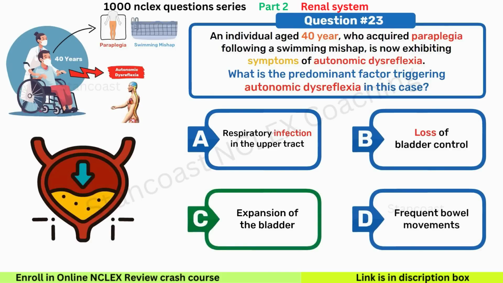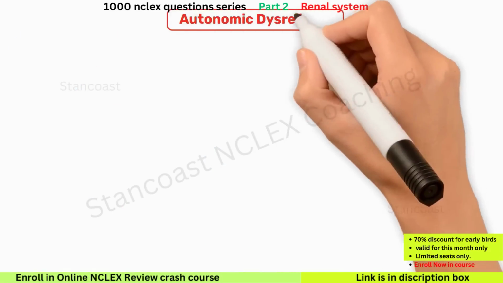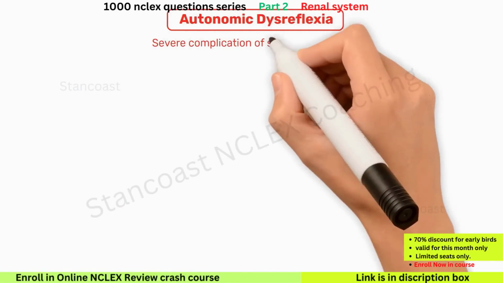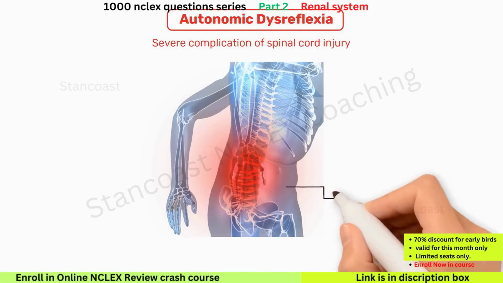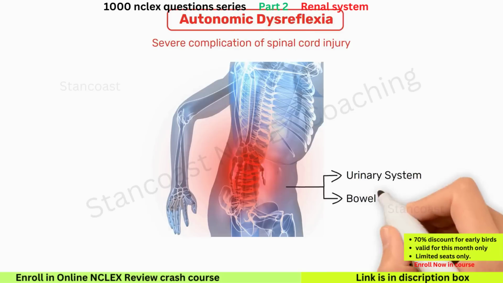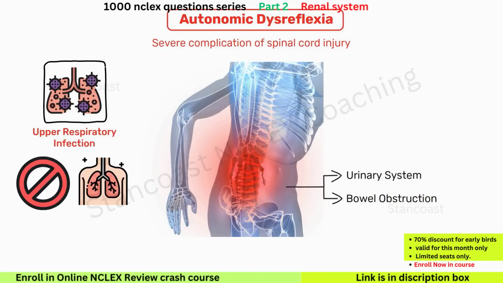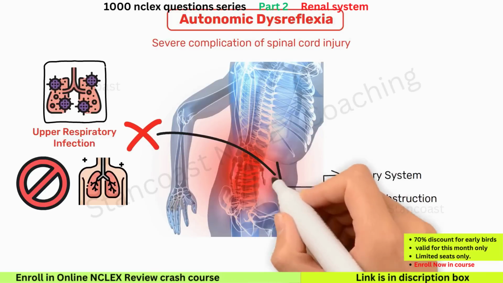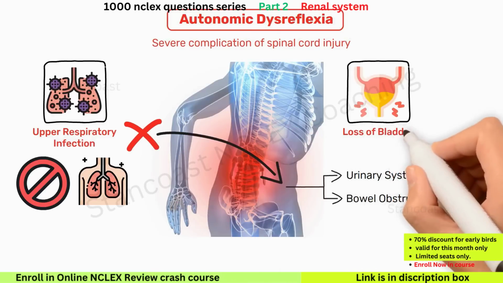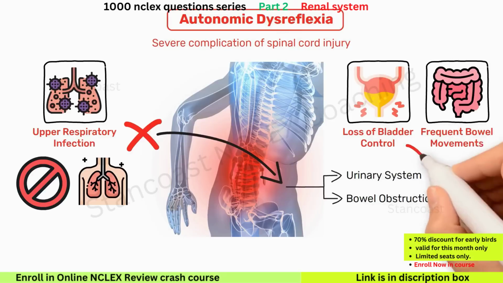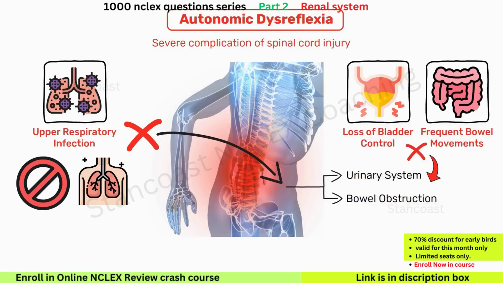Expansion of the bladder. Autonomic dysreflexia, a potentially severe complication of spinal cord injury, is frequently initiated by urinary system or bowel obstruction. While an upper respiratory infection can block the respiratory system, it does not impact the urinary or bowel system. Loss of bladder control and frequent bowel movements do not typically lead to obstruction in these systems.